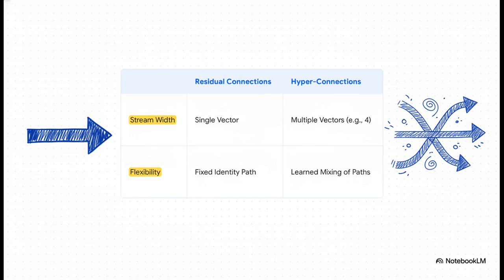So let's put them side by side. A standard residual connection is just a single fixed path. Hyper-connections give you multiple paths, and here's the kicker, the model can actually learn how to mix information between them. That is a massive boost in flexibility and expressive power.